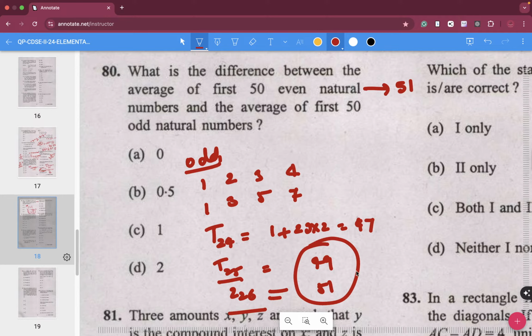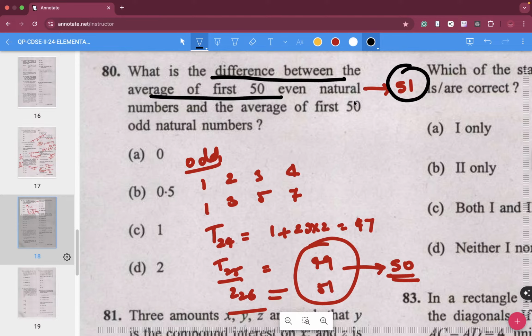Now we have to take the average of this, which is 50, right? And what they are asking is the difference between the averages. The average of the first 50 even natural numbers is 51, and the average of the first 50 odd numbers is 50. What is the difference between these two? So question number 80, we go ahead with option C as the correct answer for this question, folks.